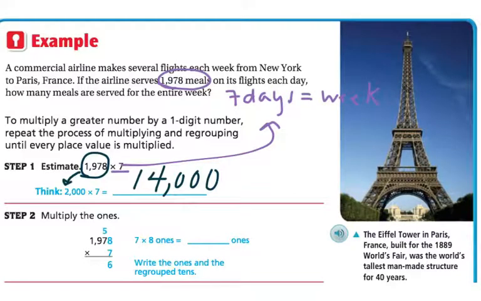So step one, we're going to multiply the ones. We have 8 times 7, so 7 times 8 ones is 56 ones. We're going to write the 6 in the ones place, and then we're going to regroup the tens, and that goes over the 5. The 5 goes over the 7 in the tens place.